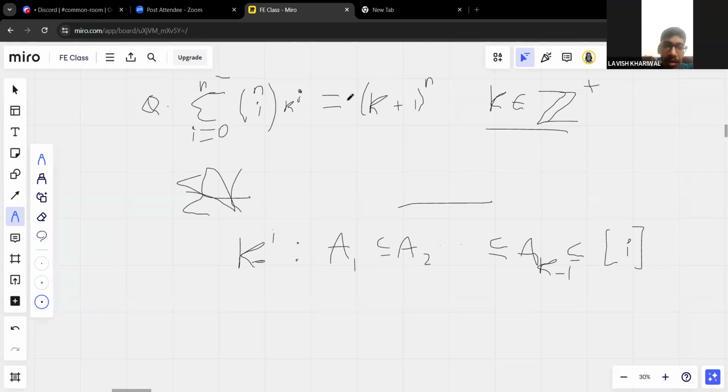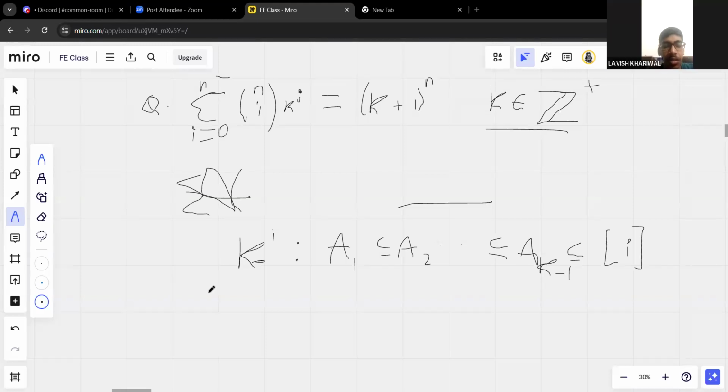Can you repeat this line you just wrote? I'm saying k to the power of i is the number of sets of k minus 1 subsets a1, which is a subset of a2, which is a subset of a3, and so on until a sub k minus 1, and all of them are subsets of i. Can you prove that the number of such sets of k minus 1 subsets is k to the power of i?